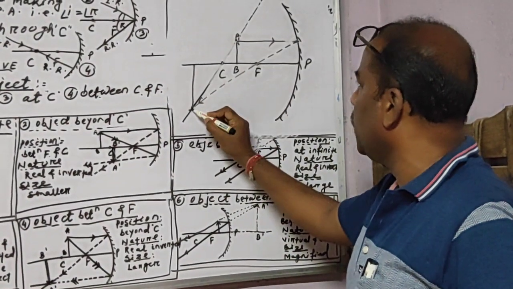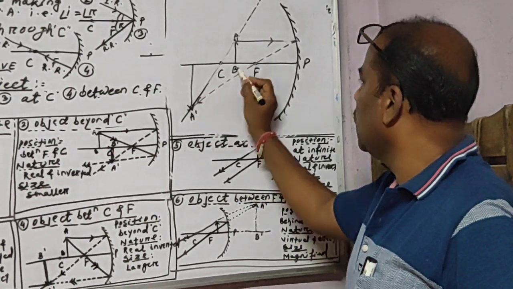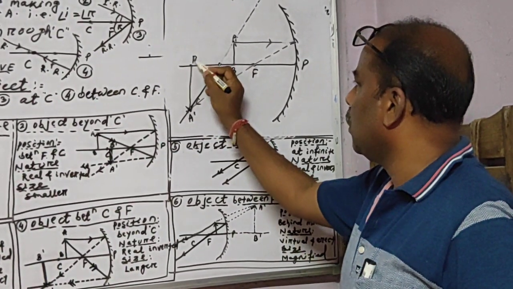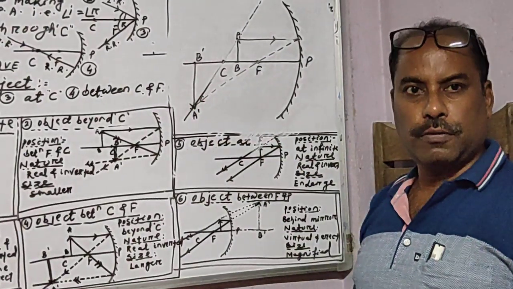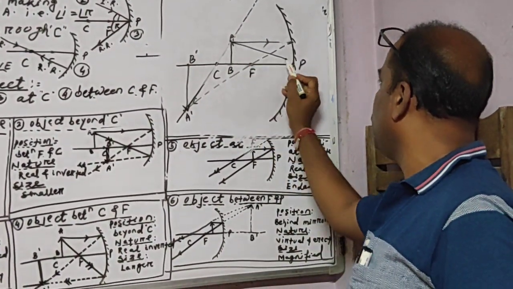Then this point is coming here. This arrow mark is here, and A is there, A dash, and B will come here. That is called the B dash. So the image is here. Now you can go also like that.